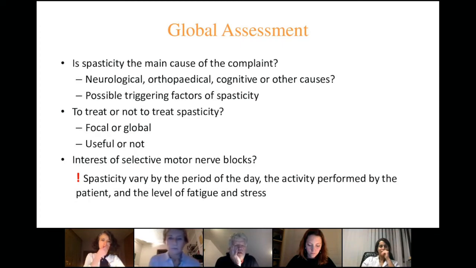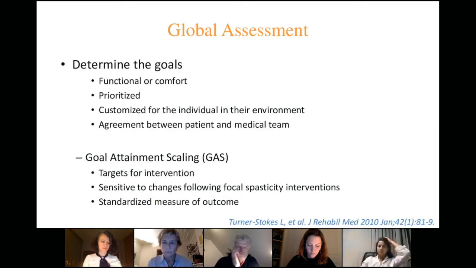So keep in mind, as it's been said already, that spasticity varies by the period of the day. It can vary from one day to another, depending on many things. So what you get in your consultation is not always necessarily a reflection of what the patient lives in the activities of daily living at home.